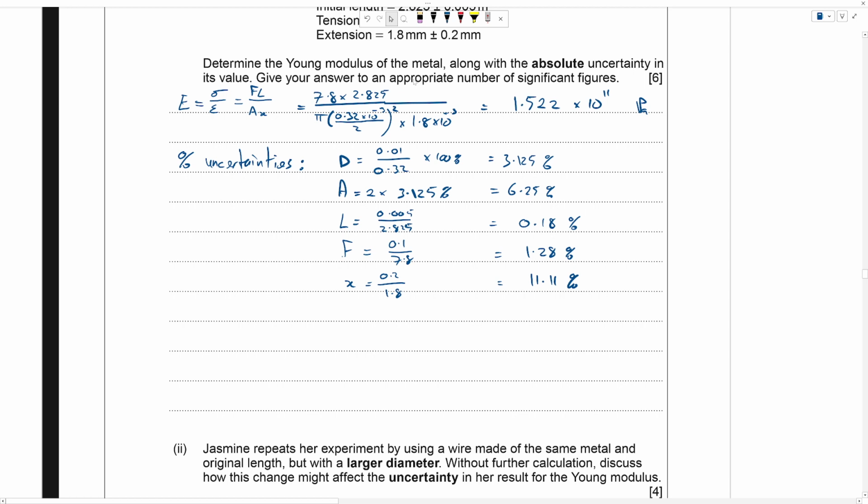Okay, so in my equation, FL over AX, I've got F, L, A, and X. So this one, this one, this one, and this one. I need to sum these to give me the percentage uncertainty in the Young modulus. So 6.25 plus 0.18 plus 1.28 plus 11.11, which is 18.8%.